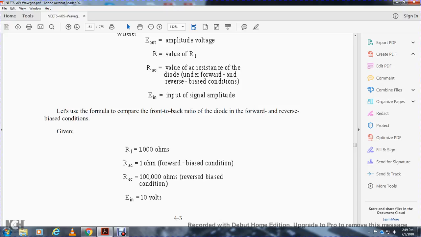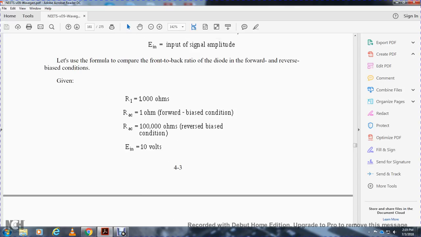Resistor 1 is 1,000 ohms. The AC resistance of the diode is 100 ohms in the forward bias condition, and 100,000 ohms in the reverse bias condition. The input voltage is 10 volts.